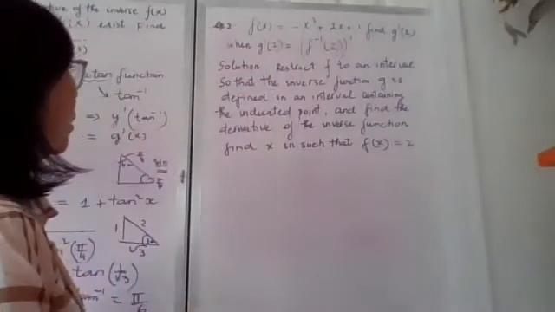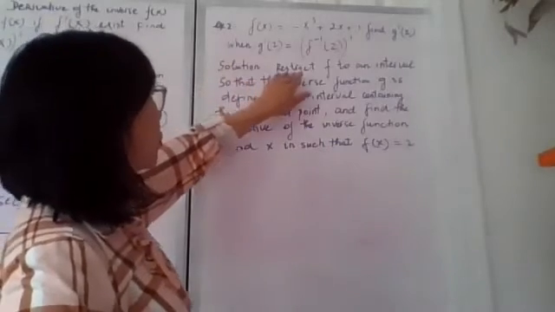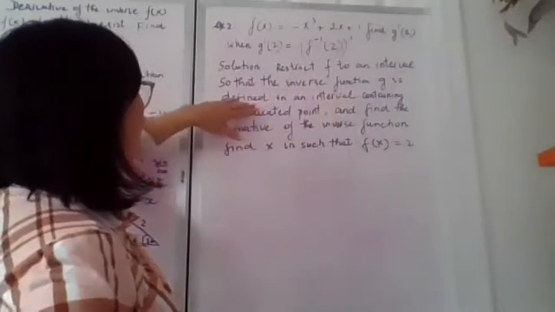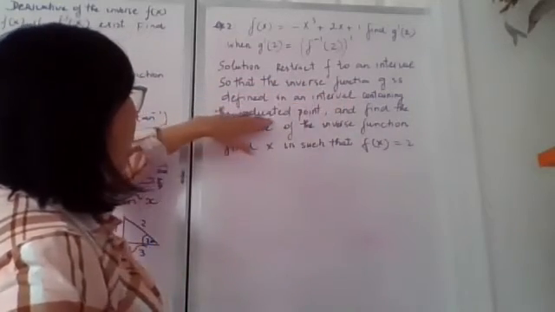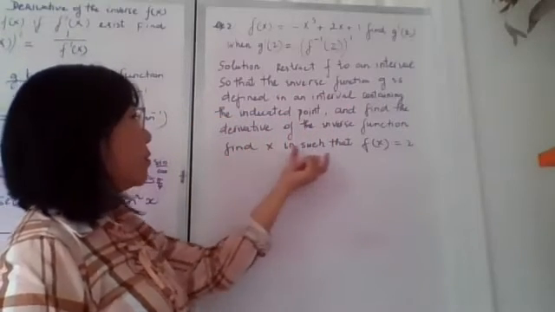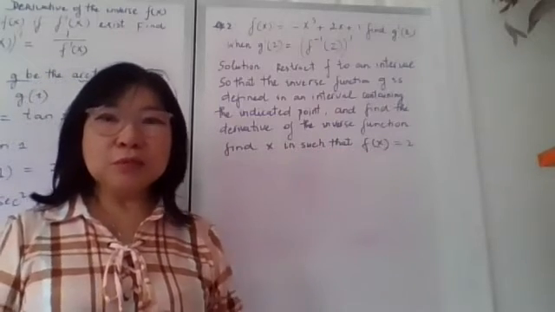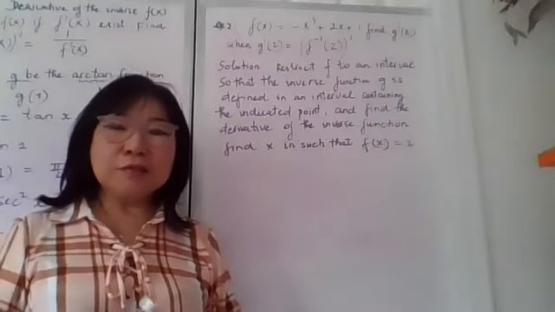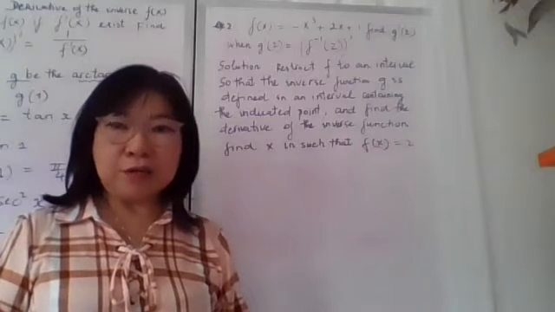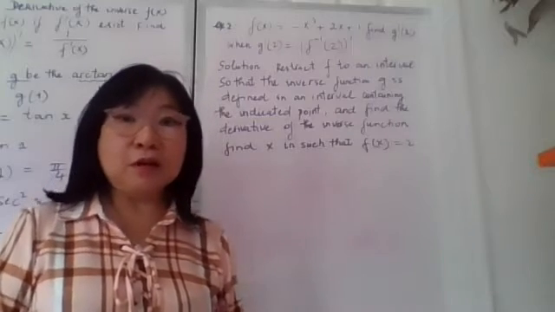Okay. Now, in this question, the solution is we have to restrict f to an interval so that the inverse function g is defined in an interval containing the indicated point, and find the derivative of the inverse function. So we have to find x such that f of x equal 2. Now, why is this going on? Why do we have to restrict? We have to talk about the restriction because you remember not every function has an inverse, right? And if you cannot find its inverse function, then you cannot find the derivative of the inverse function, obviously.